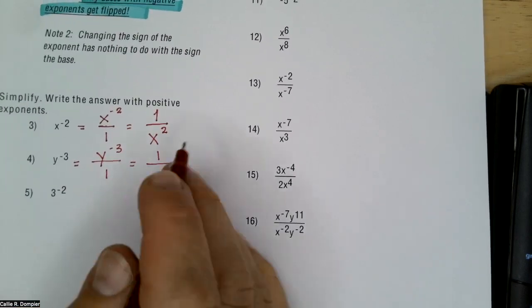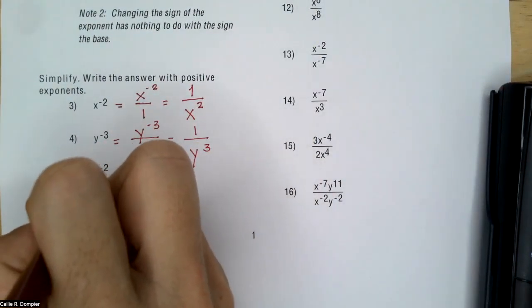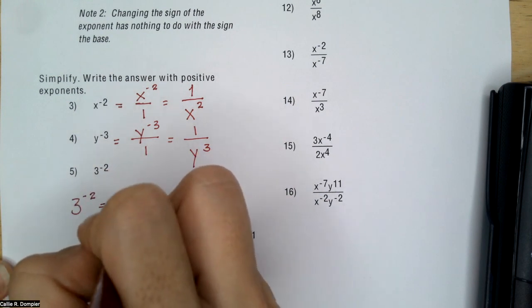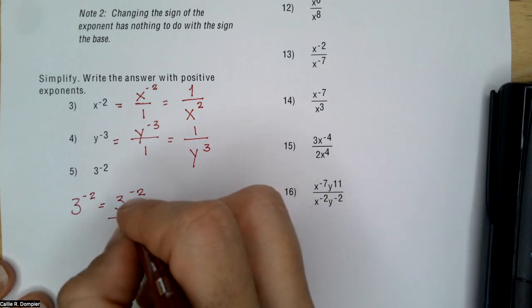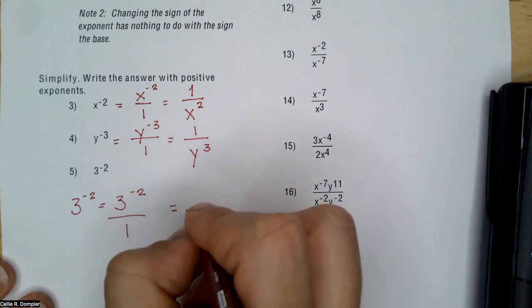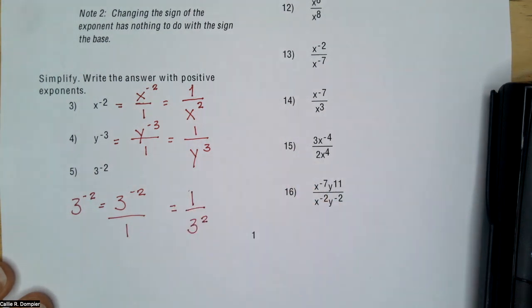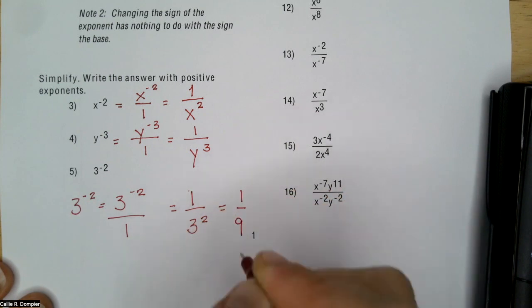Good. 3 to the power of -2. To the power of -2 over 1. And then I've created the fraction. Now I move it across the fraction bar. 3 to the power of 2. There's nothing up here, so it's a placeholder. 3 squared is 9.